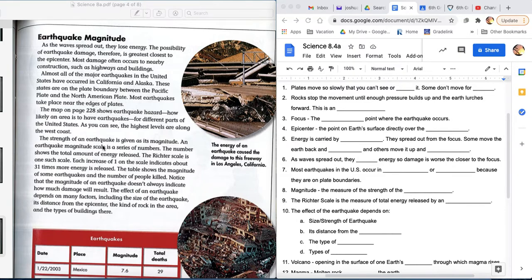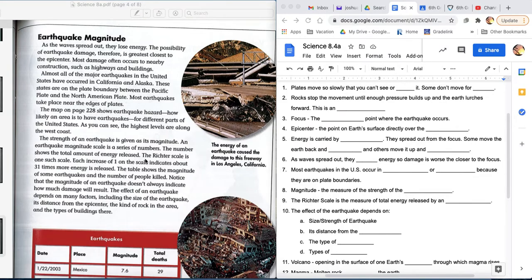An earthquake magnitude scale is a series of numbers. The numbers show the total amount of energy released. Okay, so the magnitude is the measure of the strength of the earthquake. Now we're going to use magnitude with other words, guys, but in this chapter, it's the strength of the earthquake. Okay, the Richter scale is one such scale. So we use the Richter scale to measure the total energy released by an earthquake.